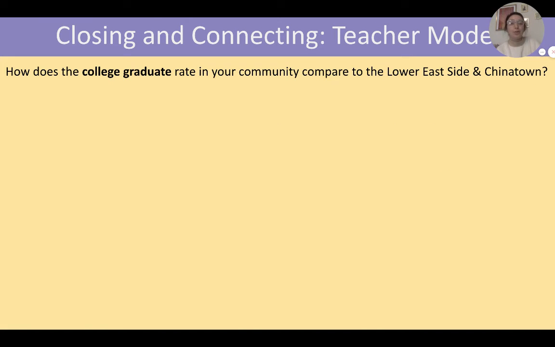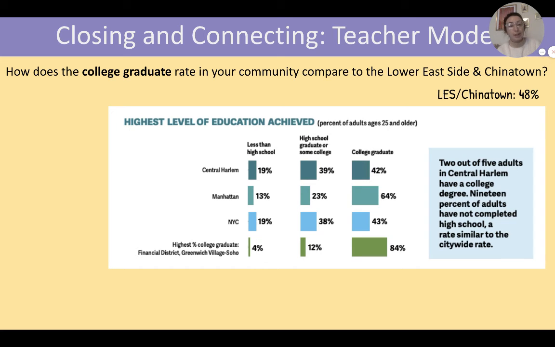All right, now I'm going to show you my model, looking for the community that I'm looking at. So how does the college graduate rate in your community compare to the Lower East Side and Chinatown? So just to remind myself, I wrote down that the Lower East Side and Chinatown has a rate of 48%. And then I screenshotted the data, the same chart that was there before. So the neighborhood that I'm looking at is Central Harlem. So I can see here the same 3 columns, less than high school, graduate or some college, and college graduate. And then I'm going to compare the college graduate rate with the Lower East Side and Chinatown.